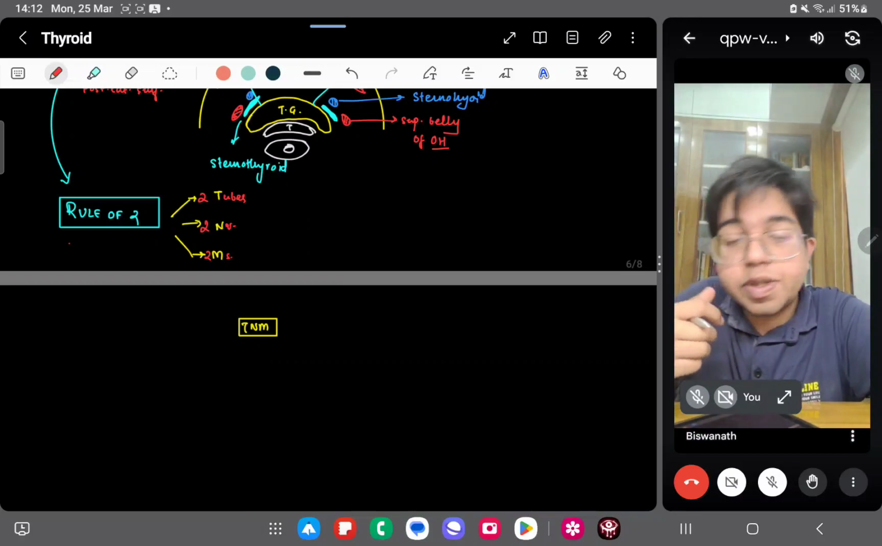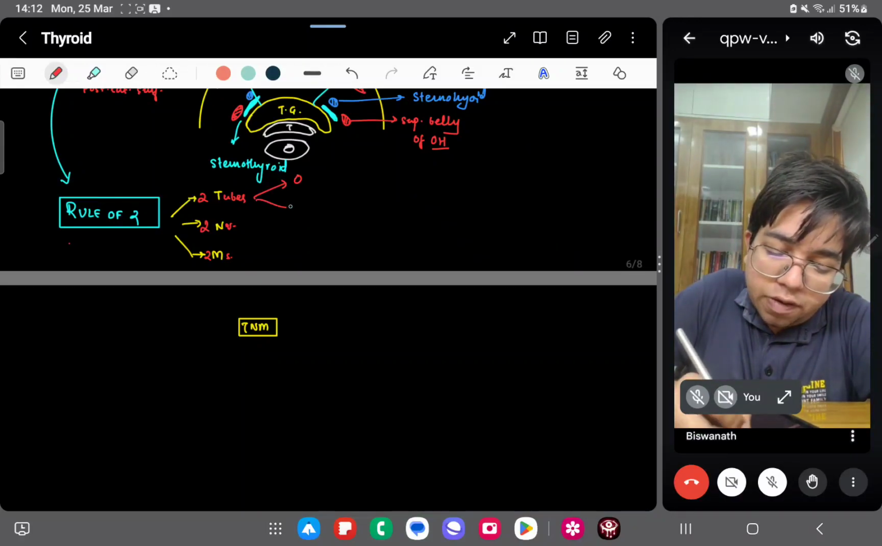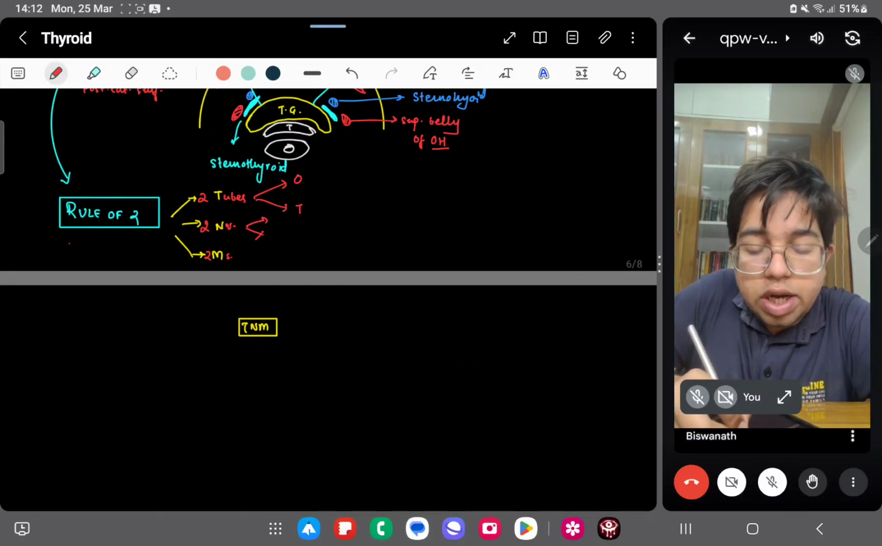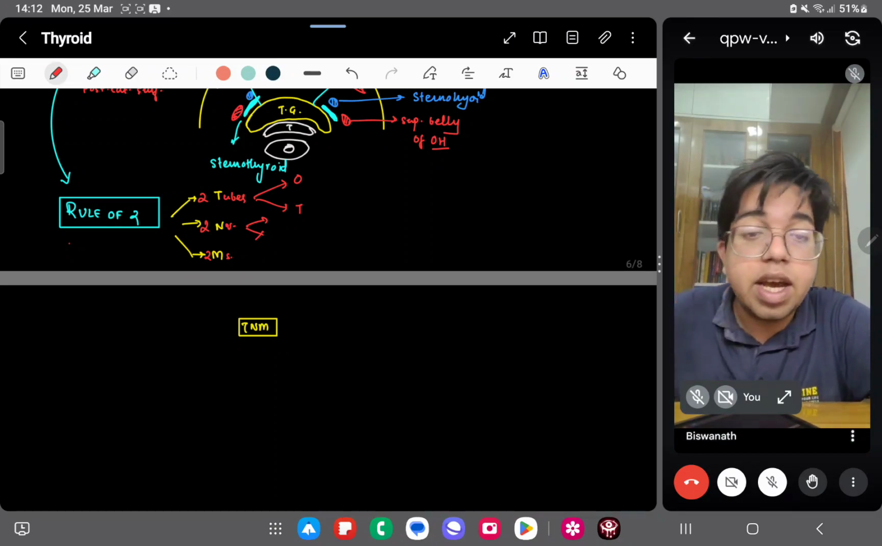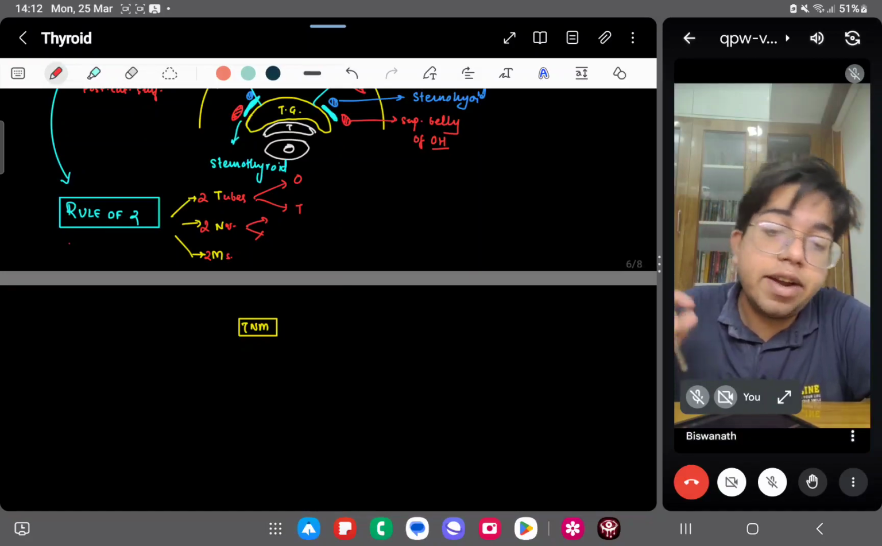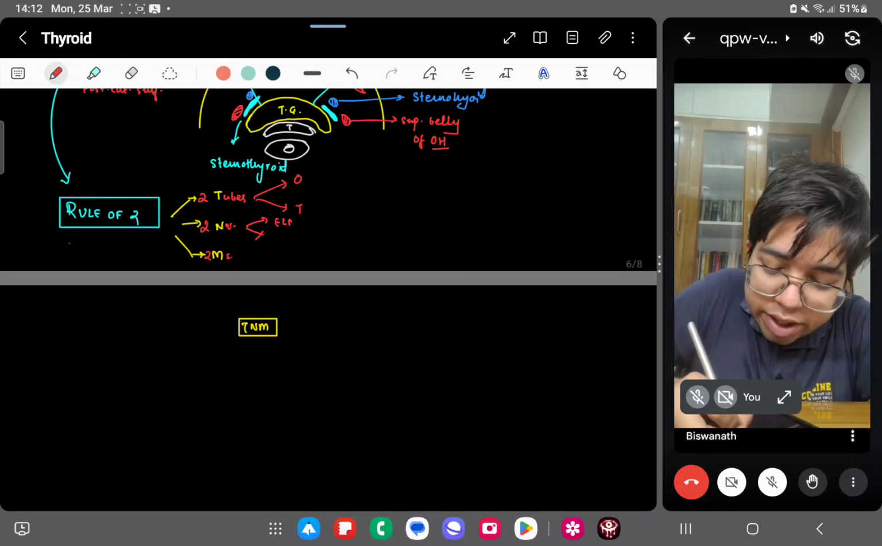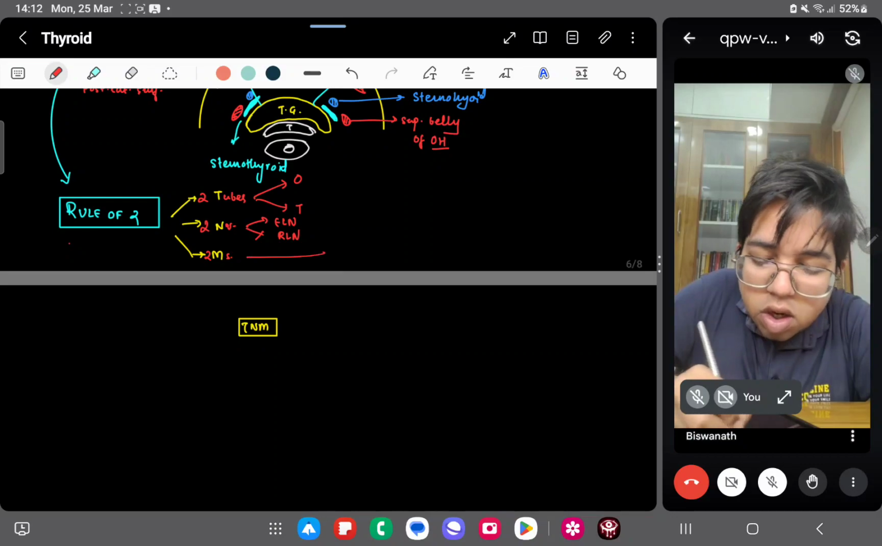What are the two tubes? Esophagus, trachea. What are the two nerves? External laryngeal nerve and recurrent laryngeal nerve. Easy to remember. ELN, RLN. Two muscles.